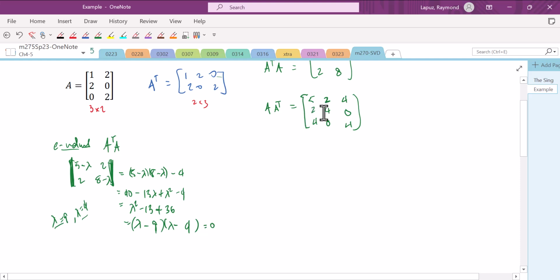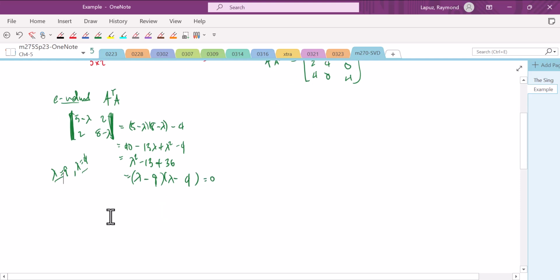I was going to be interested in finding the eigenvalues for A times A transpose, but we should also get 9 and 4. In fact, we're going to get a third one that's going to be 0. Let's hold that off for a second and figure out our eigenvectors for each of these things.